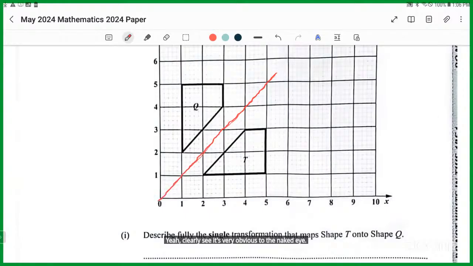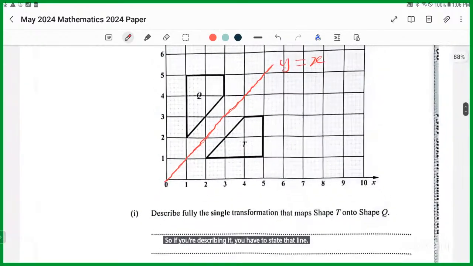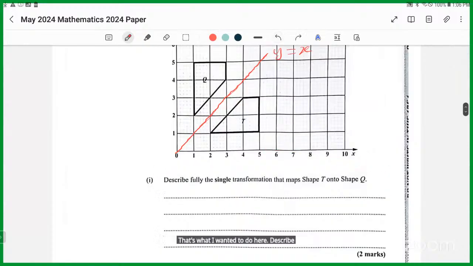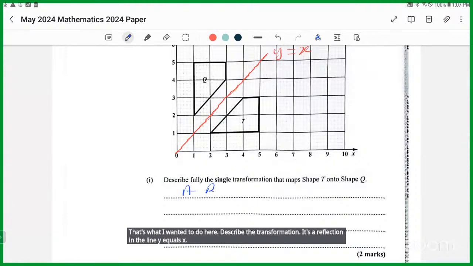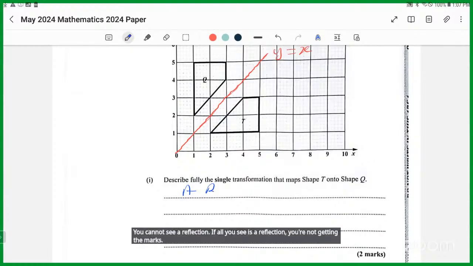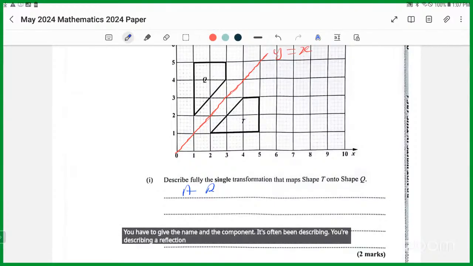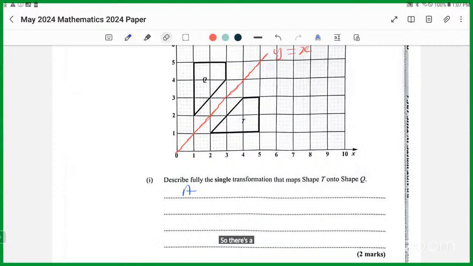And that line that passes through the origin and through the points where the x and the y value are the same is the line y equals x. So if you're describing it, you have to state that line. Describe the transformation. It's a reflection in the line y equals x. You cannot just say a reflection. If all you say is a reflection, you're not getting the marks. You have to give the name and the components of the transformation. If you're describing a reflection, you must state the mirror line.